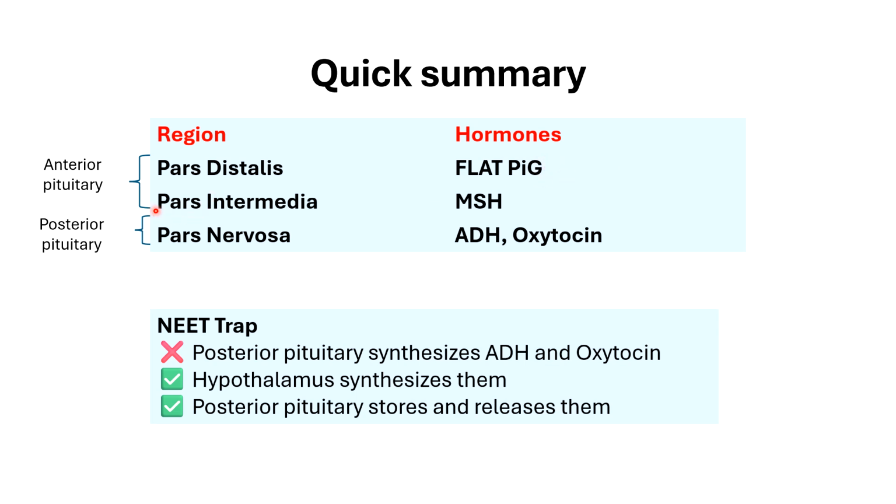Now, what does pars intermedia do? Pars intermedia is responsible for secreting melanocyte stimulating hormone, or MSH, which affects the skin pigmentation. Remember, the posterior pituitary is composed of pars nervosa. It is a very important NEET trap that the posterior pituitary does not synthesize any hormone. It is synthesized by the hypothalamus. The posterior pituitary stores and releases them. So what are the hormones that are stored and released? It is antidiuretic hormone, or ADH, and oxytocin.